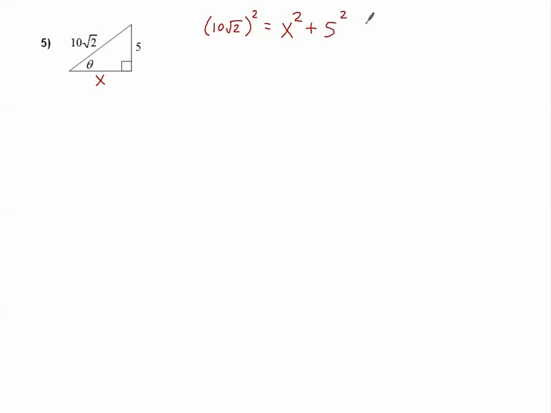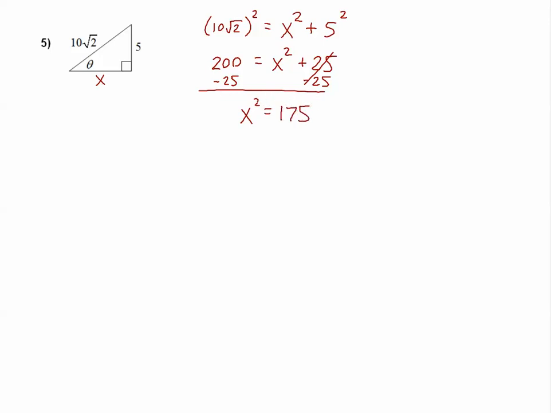Oops, I almost put 25. 5 squared. 10 squared is 100. Square root of 2 squared is 2. So 100 times 2 would be 200. 10 square roots of 2 squared is 200. X squared is x squared, and this is 25. Let's subtract our 25. And I've got my x squared is 175.